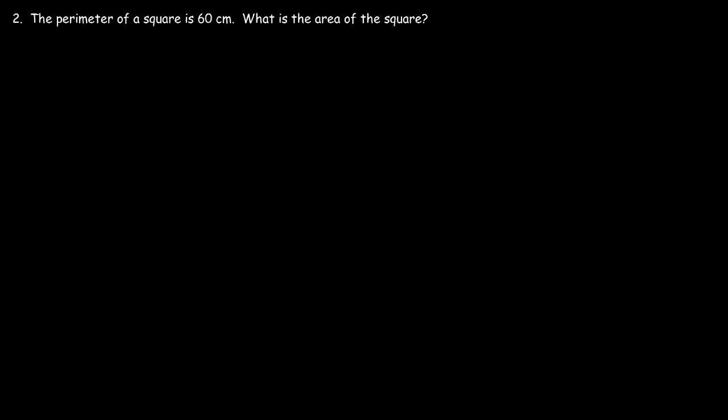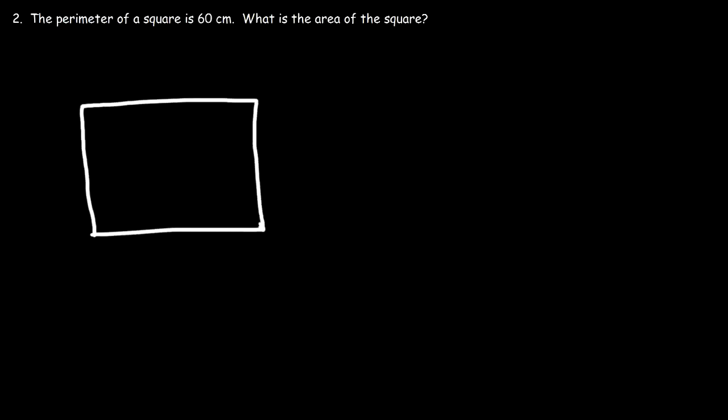Now, here is another problem. The perimeter of a square is 60 centimeters. What is the area of the square? So how can we find the area if we're given the perimeter? So first, for a square, remember that the perimeter is 4 times the side length.